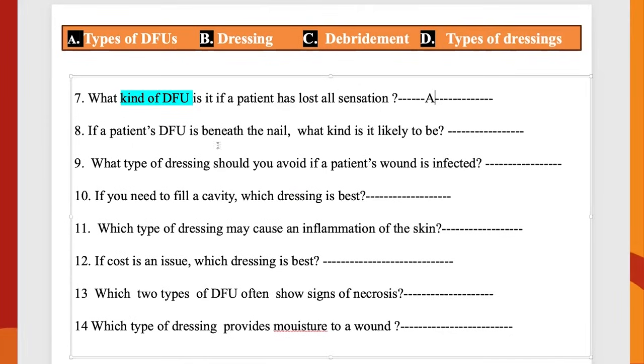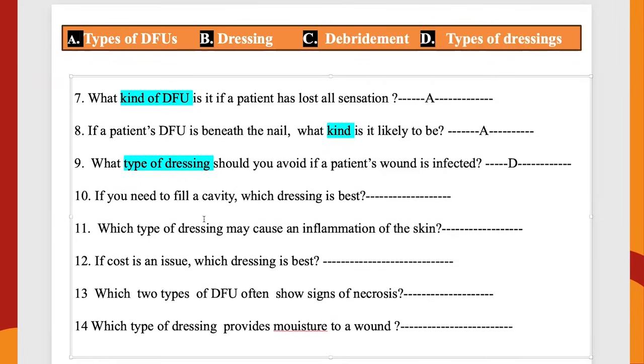Then, the patient's diffuse is beneath the nail. What kind is it likely to be? Kind, type. A. We'll check it later, confirm it later. Here, what type of dressing? D.